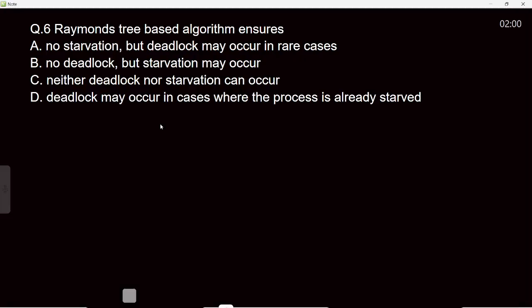Raymond's tree-based algorithm ensures. Now, what is Raymond's tree-based algorithm? First, we will be seeing this. So Raymond's tree-based algorithm is a mutual exclusion algorithm. Now, what is mutual exclusion? I will be writing here. Mutual exclusion algorithm. Okay.